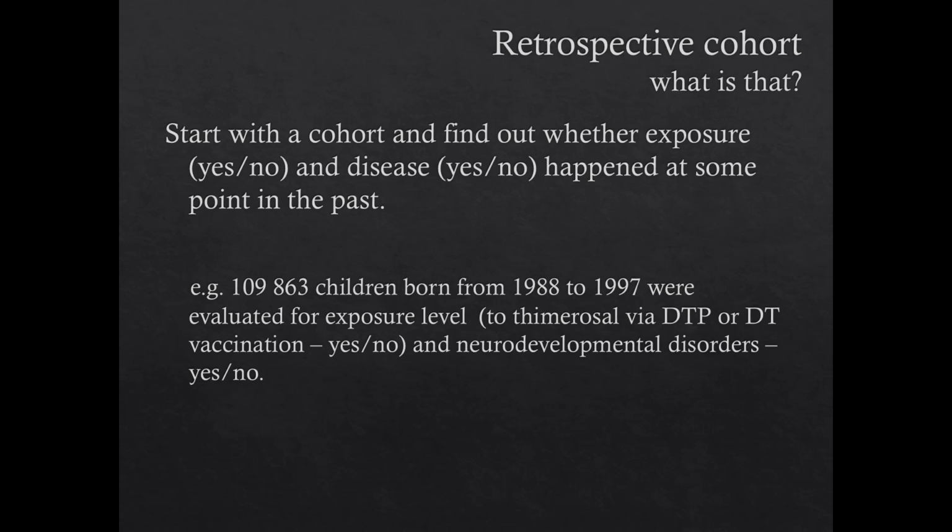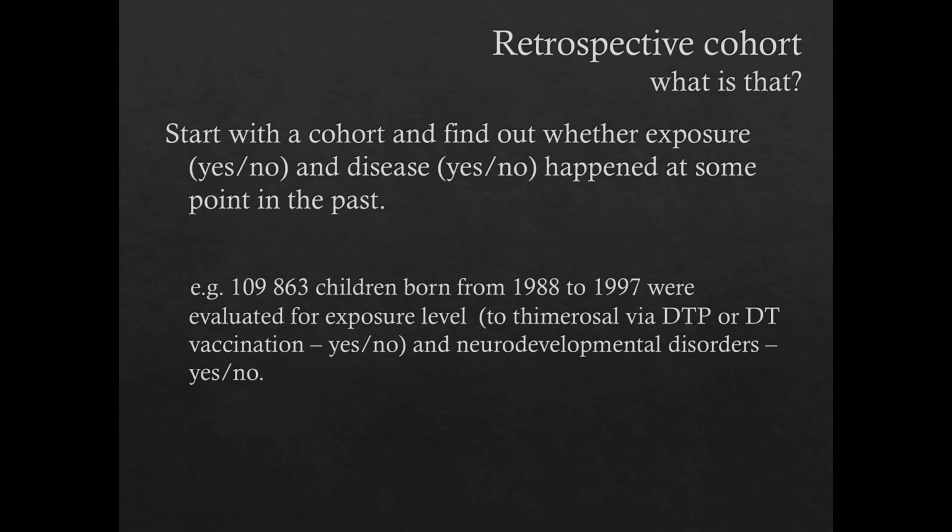What does a retrospective cohort look like? Here's an example. You start with a cohort of people and find out whether exposure and disease happened at some point in the past. For example, we have 120,000 people who were evaluated for exposure to thimerosal, and then the researchers looked for neurodevelopmental disorders.